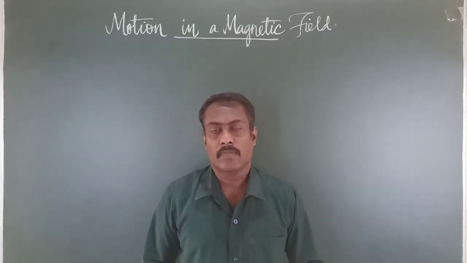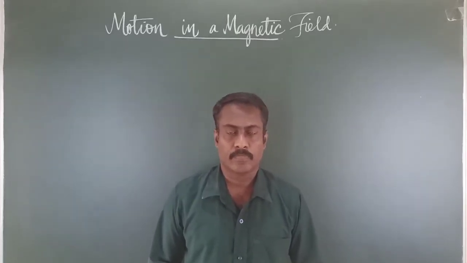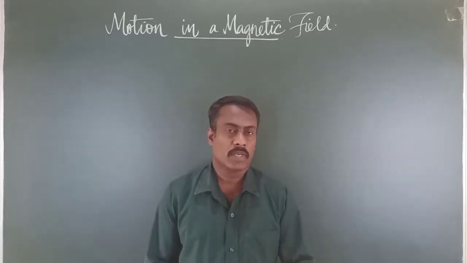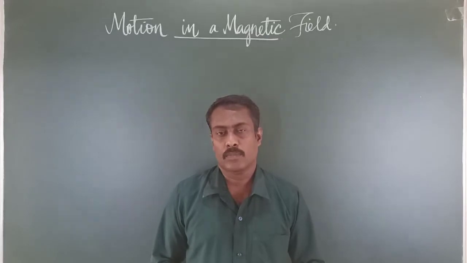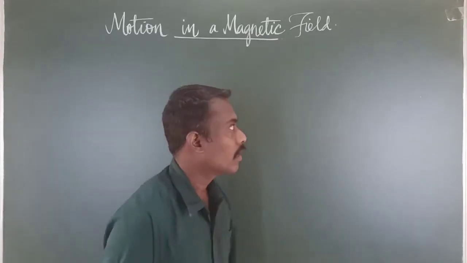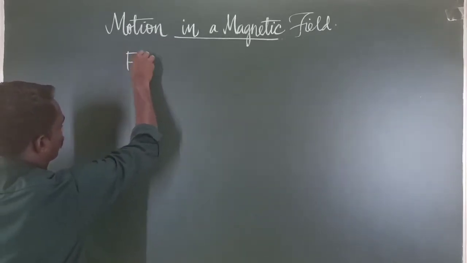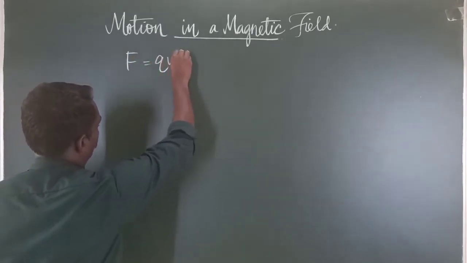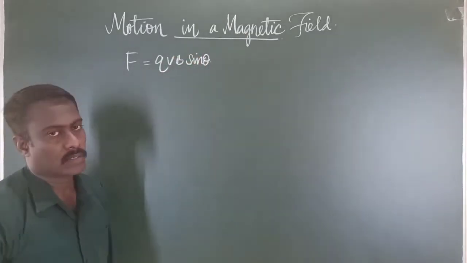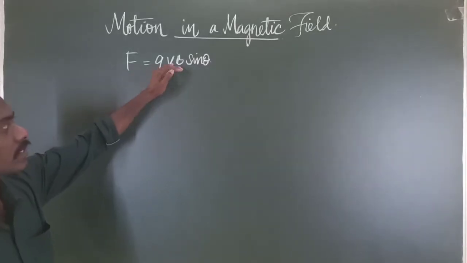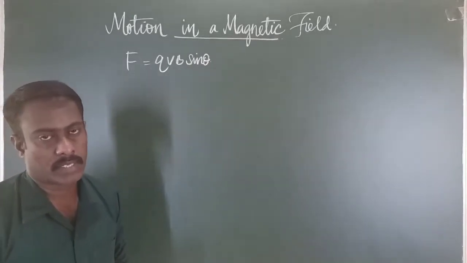In the previous class we learned about the force exerted on a moving charge in a current carrying conductor, and also what the magnitude of that force is, which is obtained as F equals Q V B sin theta. This is the magnitude of the force exerted on a moving charge in a conductor.